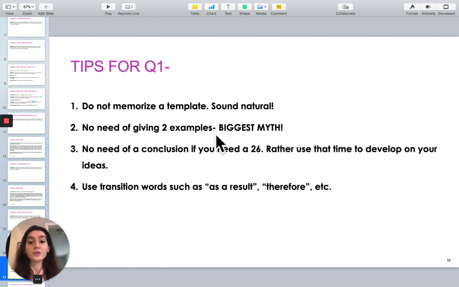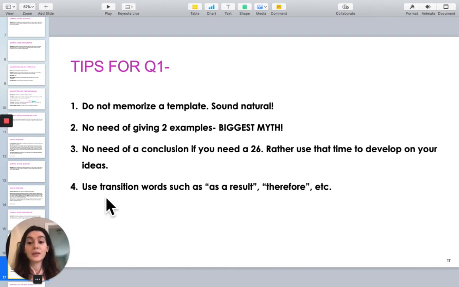No need of giving 2 examples. Yes, that is the biggest myth. I feel like if you need a 26, topic development is really important, and there's no way you can develop on your idea by giving 2 reasons and 2 examples. There's just not enough time to do that. I would rather have you give 2 reasons with 1 example, but that example needs to be fully developed and needs to really, really prove your reason.